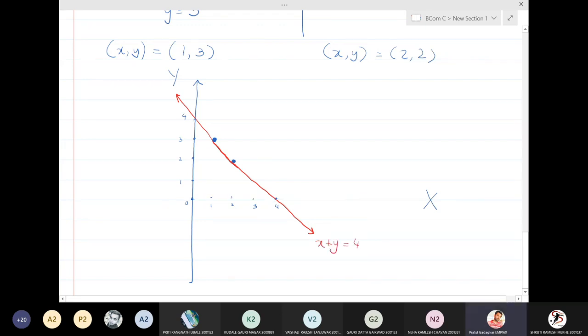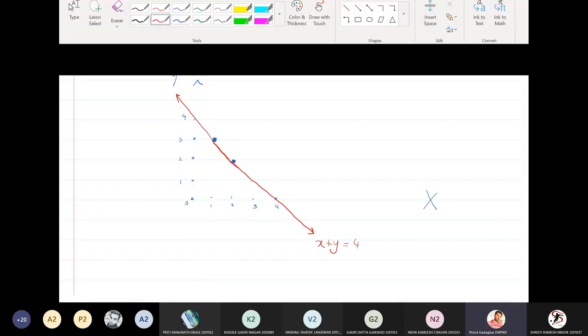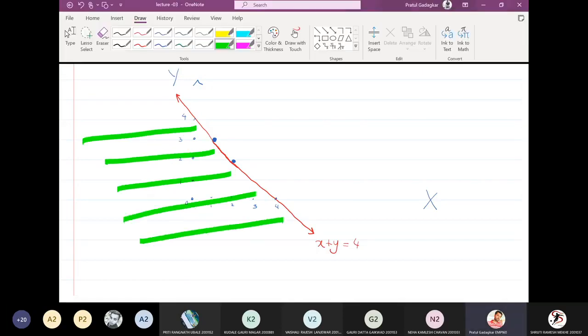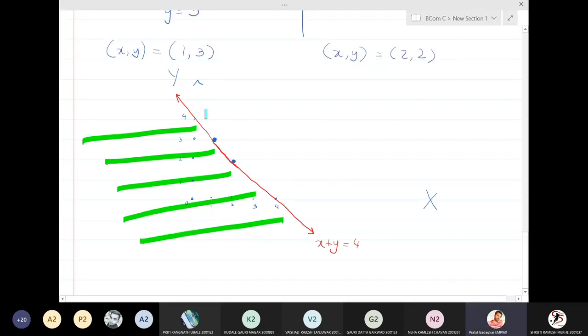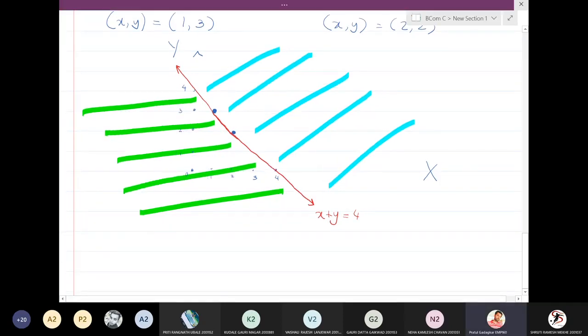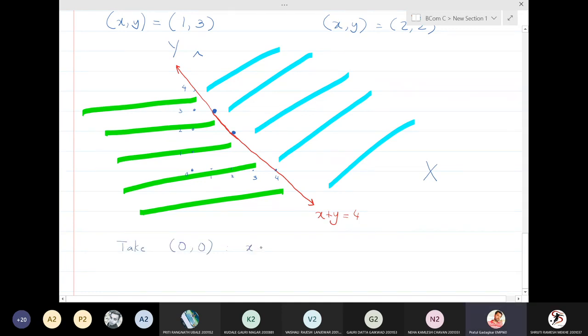Again I will say omit the x-axis, y-axis for the time being, and let us shade the two regions formed. This green region is this and the blue region is this, right? And I will do my rough calculation. What is my rough calculation? Take 0, 0. Means x is 0 and y is 0. So this is 0, 0. 0, 0 is in which region? It is in the green region.